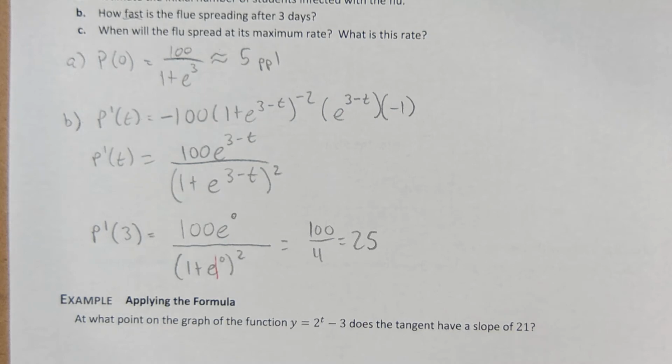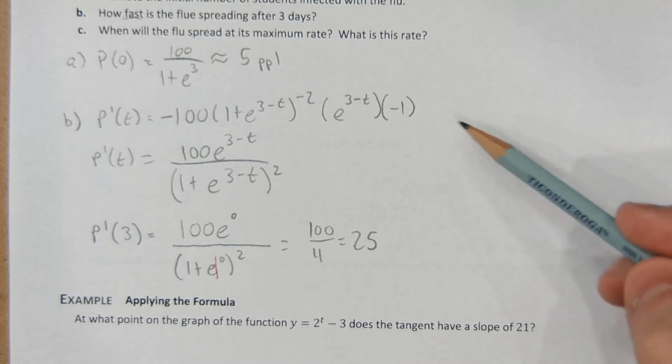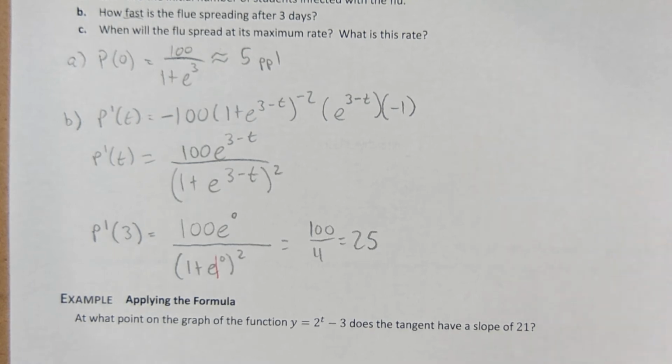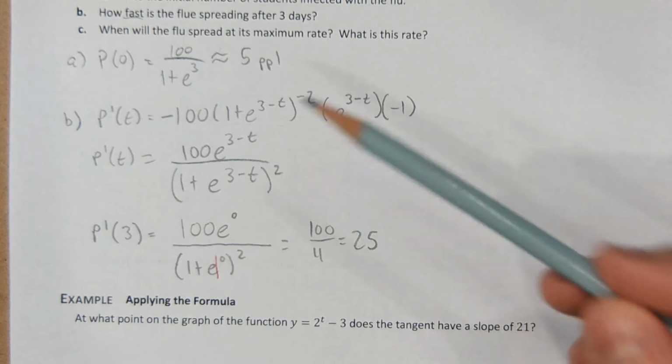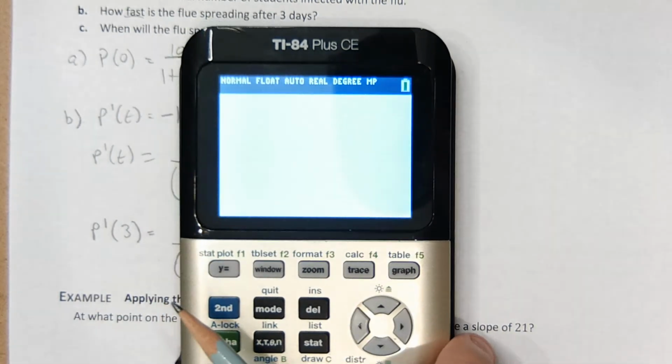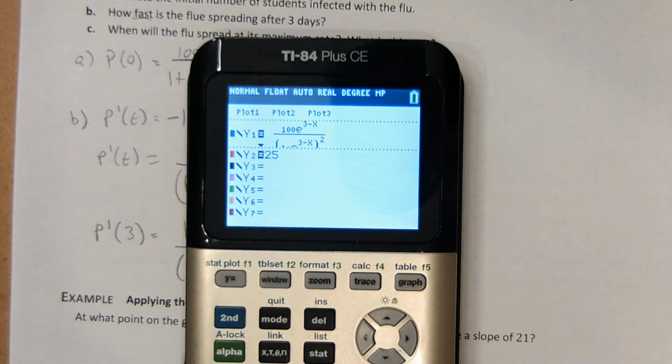And part C says, when will the flu spread at its maximum rate? Well, in the past, we have found maximums by finding a derivative and then looking for where the derivative equals 0 and using a sign diagram. That legitimately means we could find the derivative of this derivative and create a sign diagram at its critical values and figure out where the maximum occurs, meaning it'd be increasing on one side and decreasing on another. I don't know about you, but I really don't feel like finding the derivative of this. So I'm going to cheat, and I'm going to grab my calculator. And I already have it typed up. It's kind of hard to see, but it's all there.